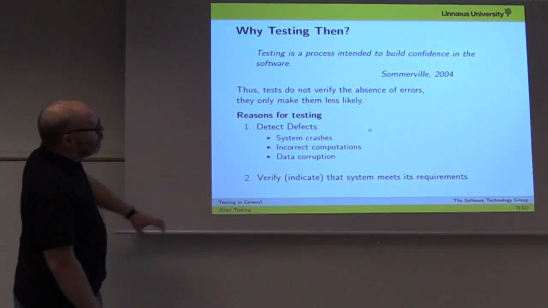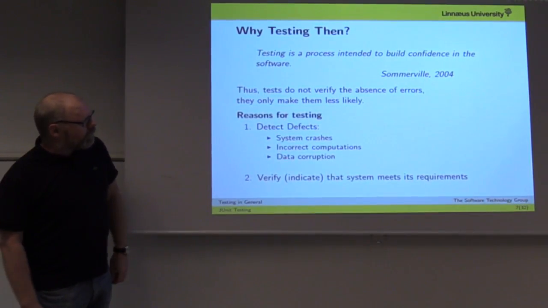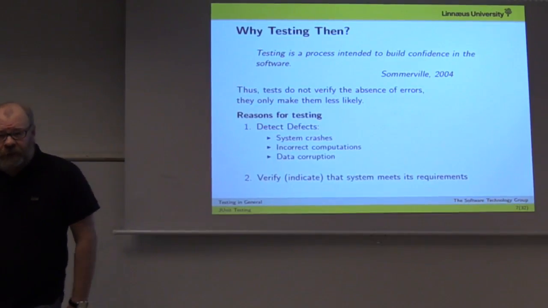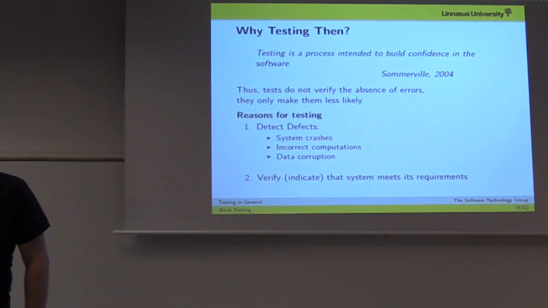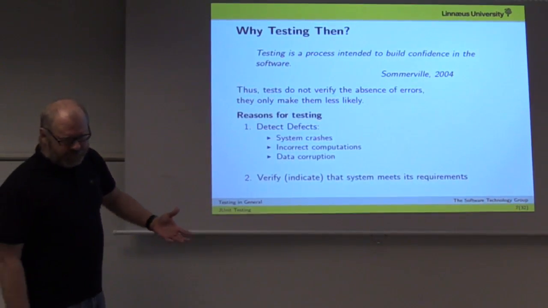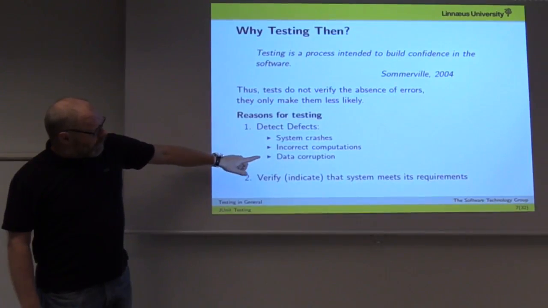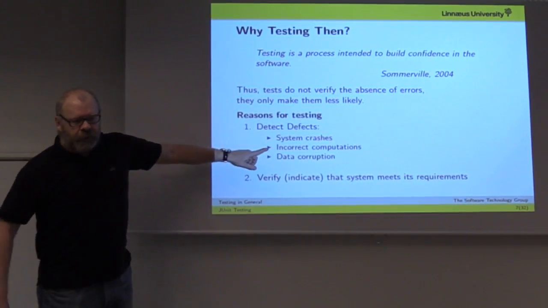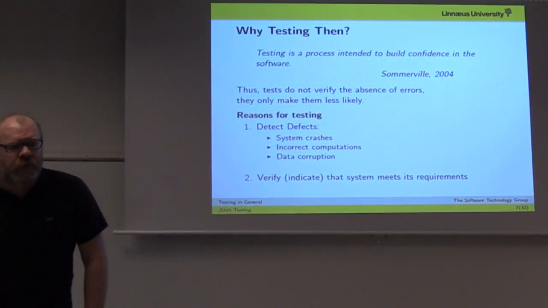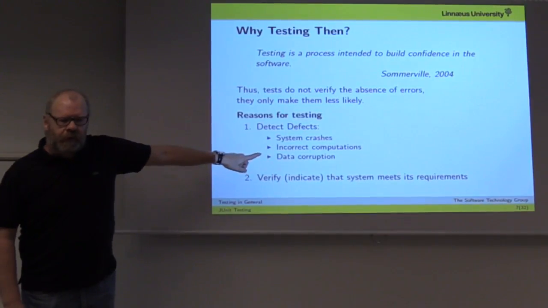Reasons for testing. Well, of course, we would like to find errors. And here I mention 3 different types of errors. Well, the system crashes. In your case, it will be an exception. And these are red printouts that you all have seen. And that is not good, of course. Incorrect computations. We might have that the program is running fine, but the result is not correct. That's also a problem. Data corruption. What do I mean by data corruption?